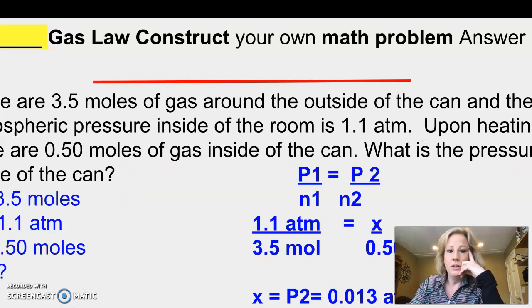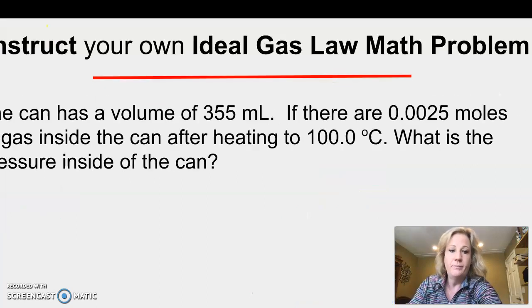This is my solution, my ratio of the atmospheric pressure and the moles in the atmosphere. And then X is my new pressure inside of the can, and the ratio compared to if I have 0.5 moles of gas inside of the can. So when I do the algebra and I solve for X, I get 0.013 atmospheres, which makes sense. It should be much less pressure in the can than out of the can with fewer moles of gas.